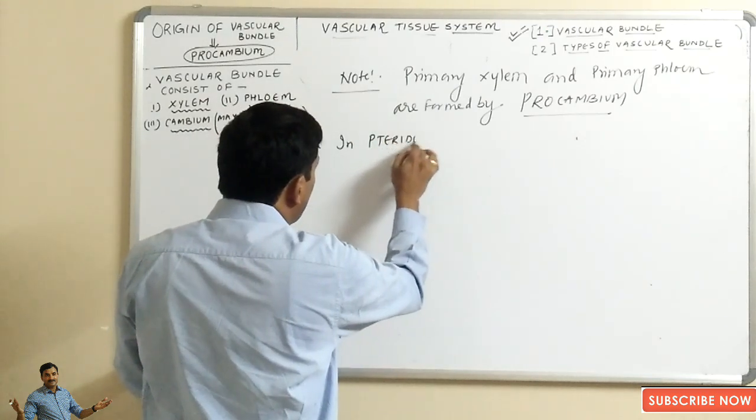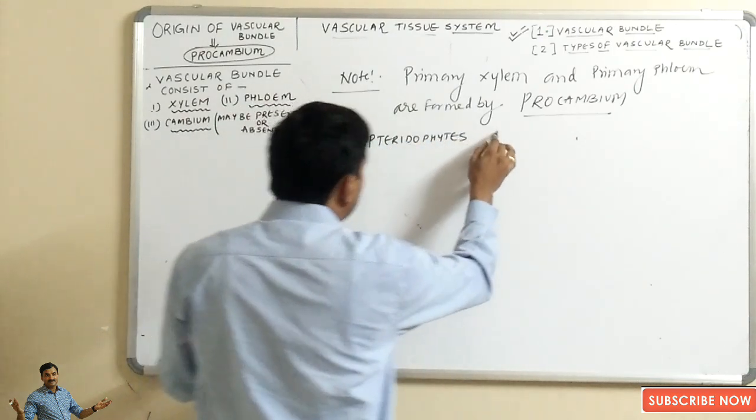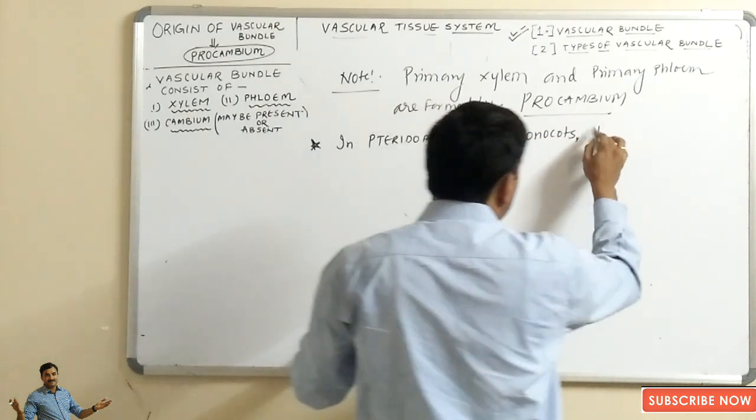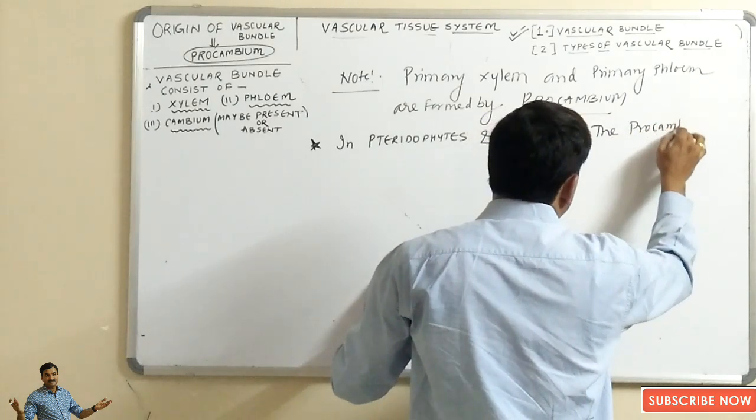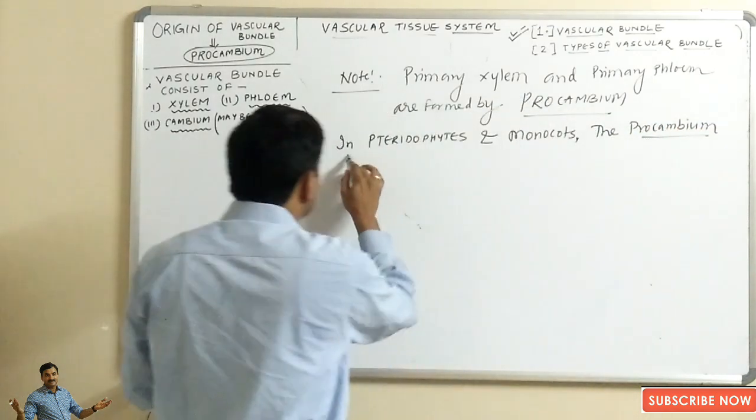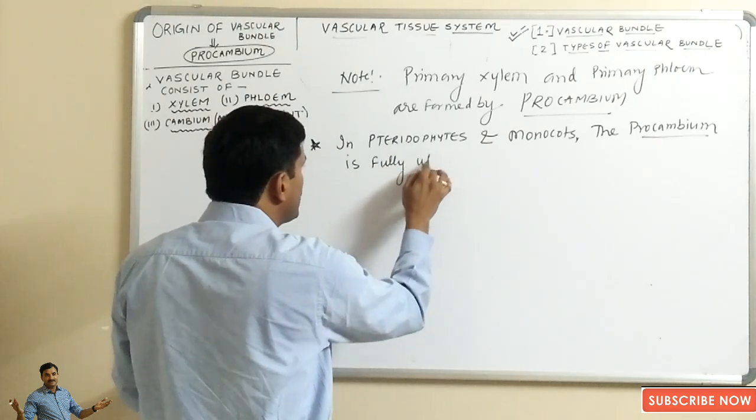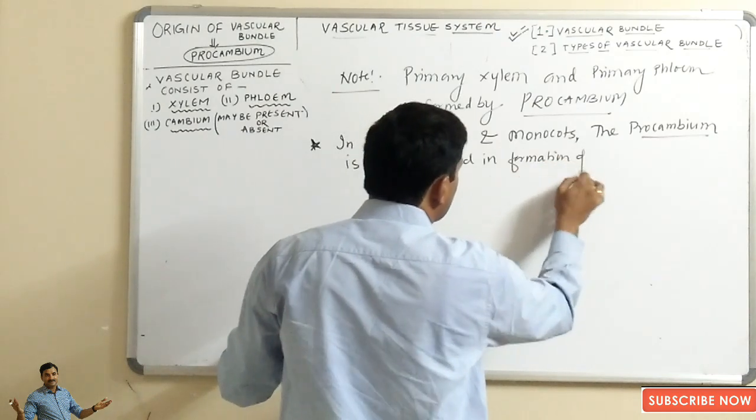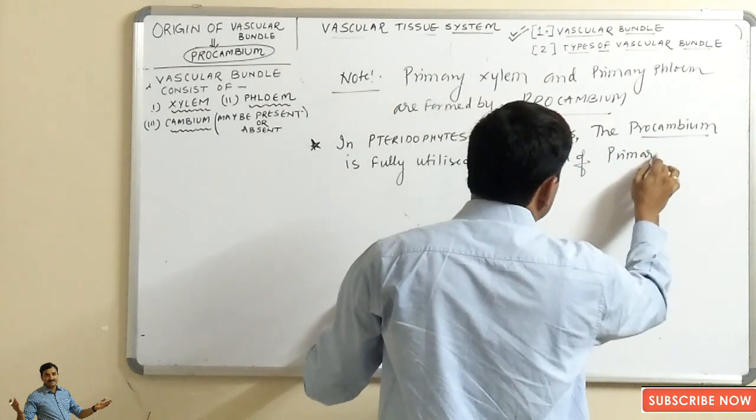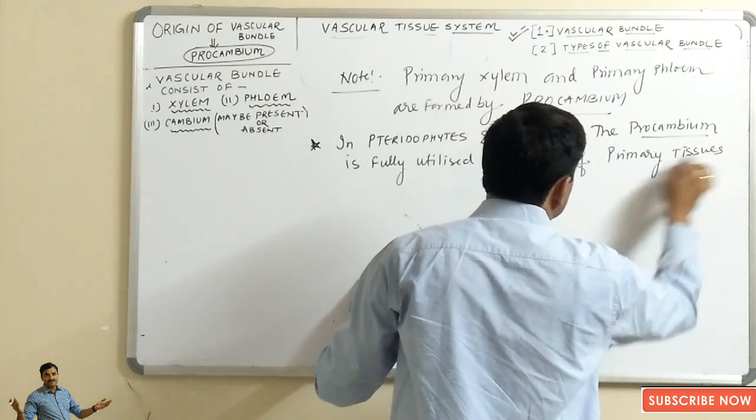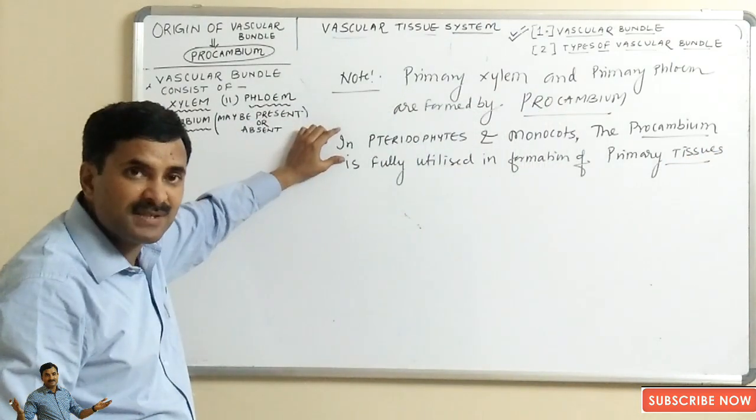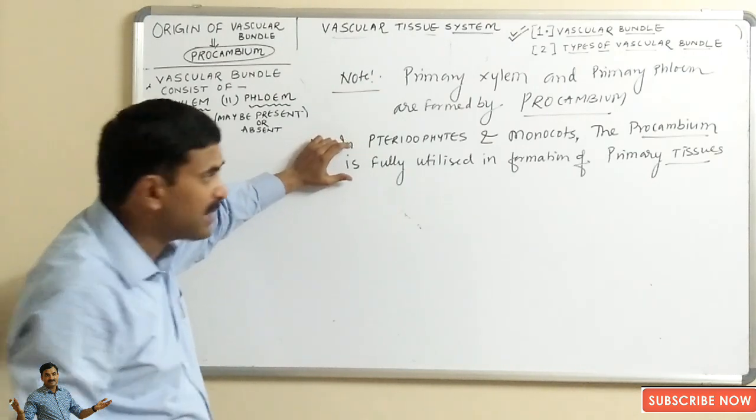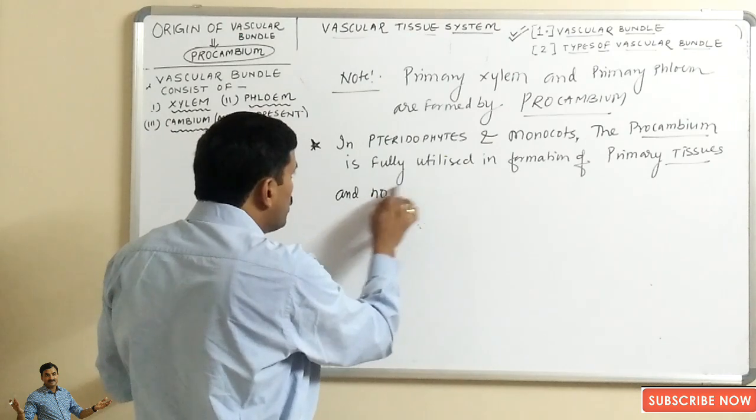Now have a look here, a very important point: in two categories of plants, one known as the pteridophytes and another known as the monocots, the procambium is fully utilized in the formation of primary tissues.